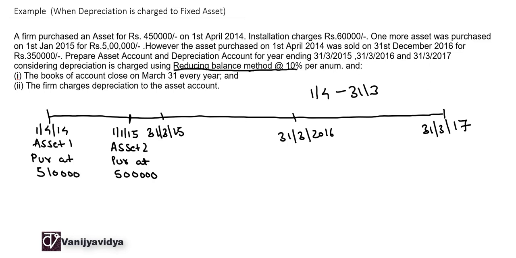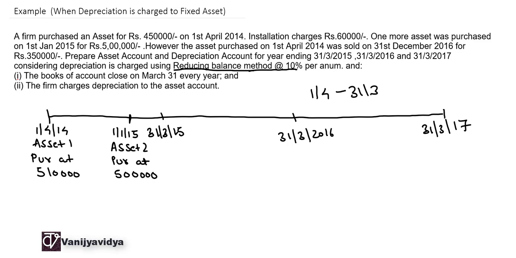But we need to maintain a record for each and every asset separately. Even practically in organizations, fixed assets are numbered and the record for each and every fixed asset is kept separately, and depreciation is charged accordingly to each and every fixed asset, even if it is in the same category.